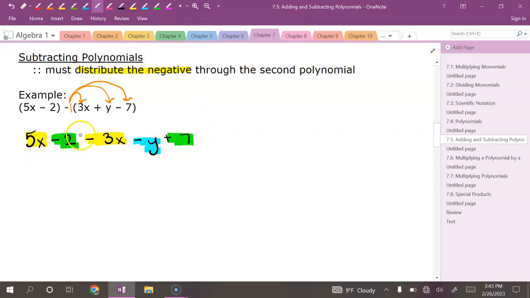So 5x minus 3x, that would be 2x. That takes care of those. I always put the letters before any plain numbers, so that -y does need to come down next, and there was nothing for it to combine with. And then last we have this -2 plus 7, so that should be 5. That takes care of those numbers.